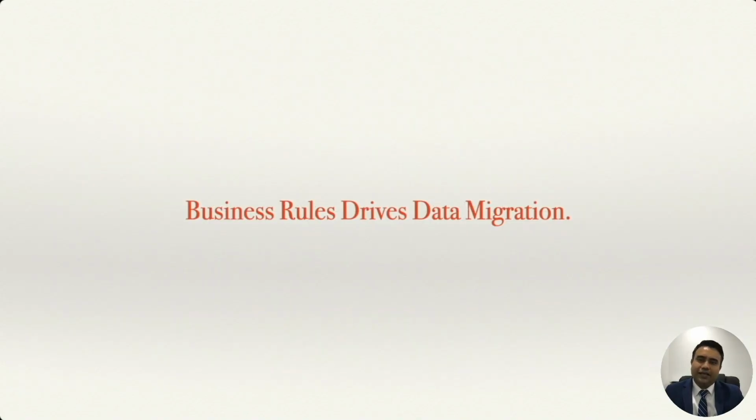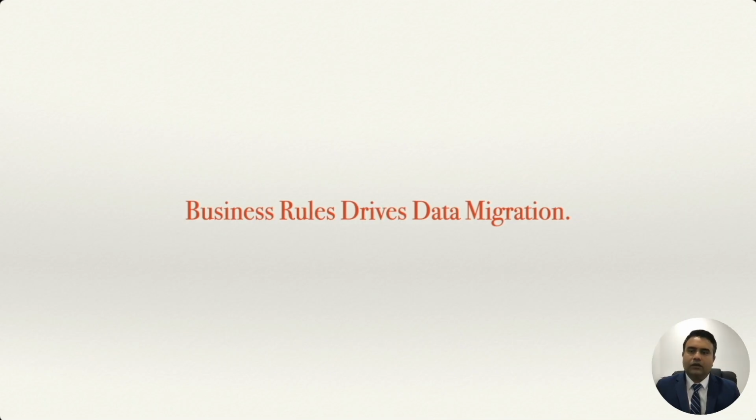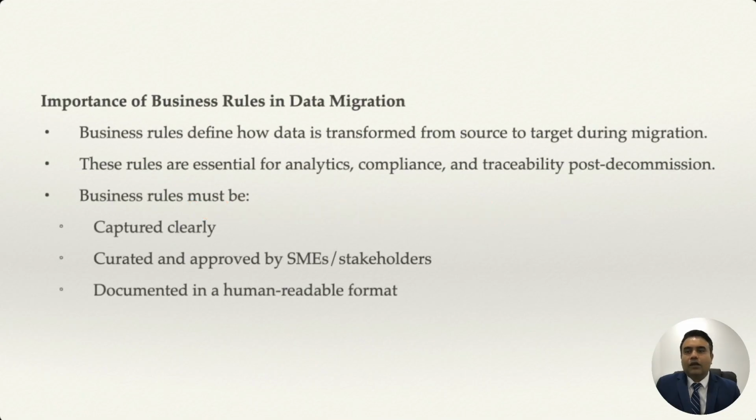With the simple mapping example in the previous slide, we can see that a mapping for a target structure is a bunch of business rules that control data transformation from source to target system. Let's look at the significance of business rules in more depth. A business could need these business rules retrospectively after the retirement of the legacy system for various analytical or compliance needs that demand legacy data. Thus, they must be captured, curated, and approved by system matter experts or stakeholders and made available in a human readable form.